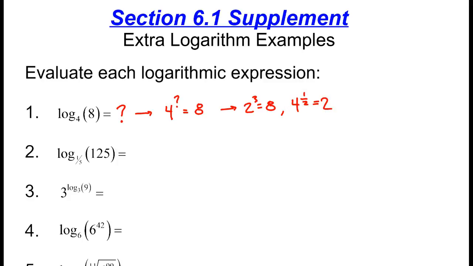So I think I can combine these two things to make the following statement. 4 to the 1/2 power, cubed, equals 8. That gives me 4 to the 3/2 power equals 8. So that means 3/2 is my question mark.